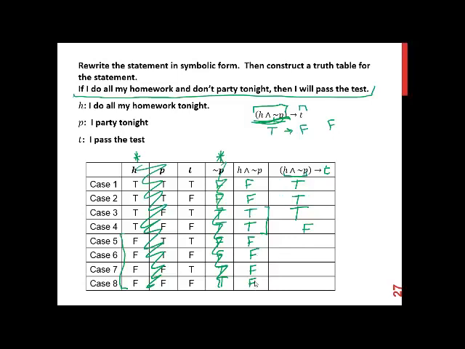Now the rest of these cases, my antecedent is false, so the statement must be true. Again, with the conditional, the only problem we're looking for is when the antecedent is true and the consequent is false. If this is the case, then the whole thing is false. Otherwise, it's true. So there we are.